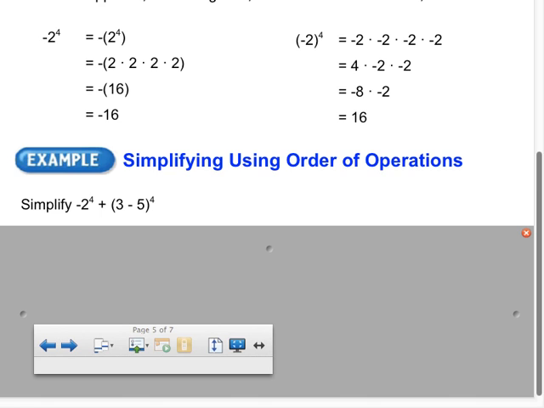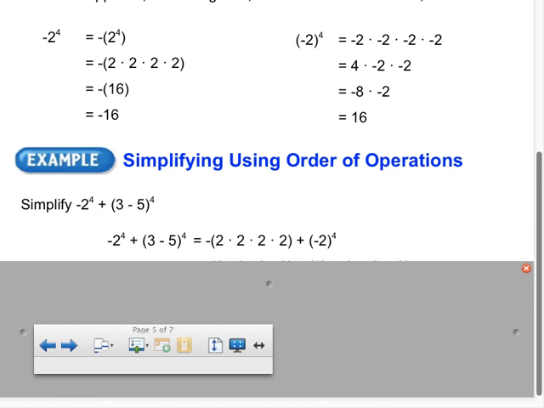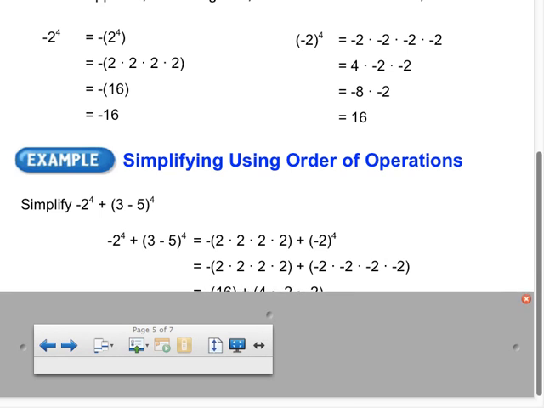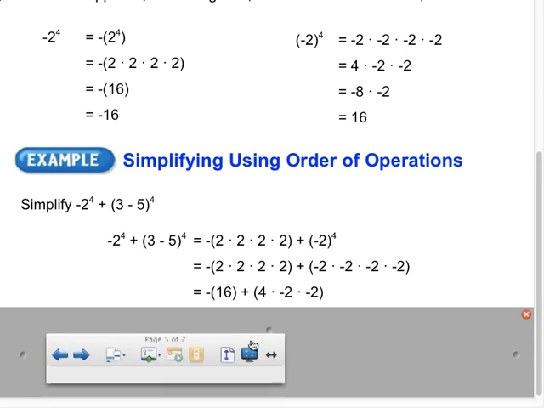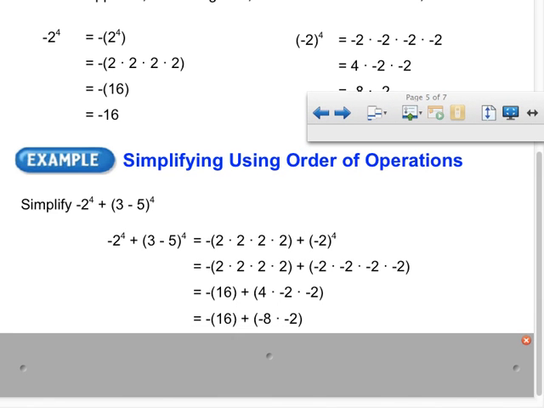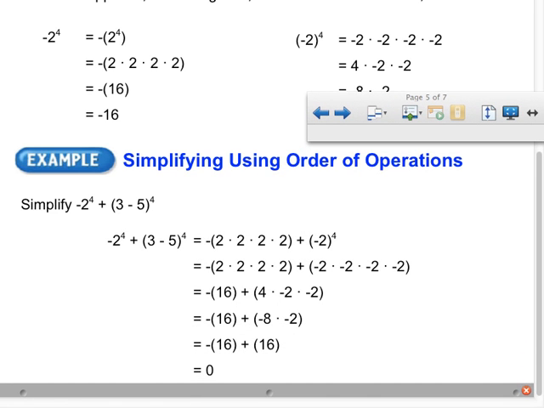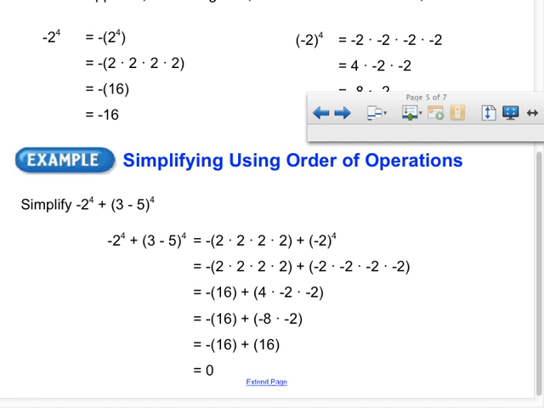Now, if you take a look and simplify this as I showed you above, this has a negative in front of it, so I gave you a heads up how to deal with that, just like this. You take care of the parentheses, but then look at what you have. That's this other situation over here. You treat them very differently. When you simplify it, you end up with zero.